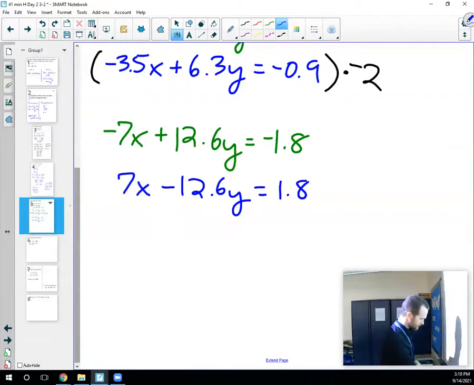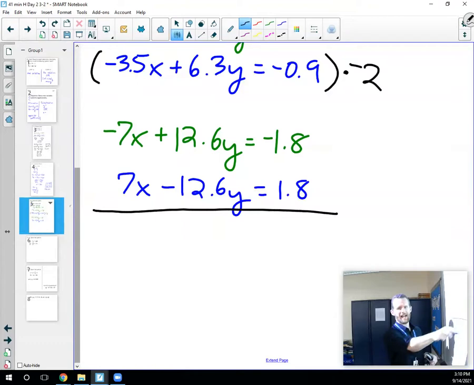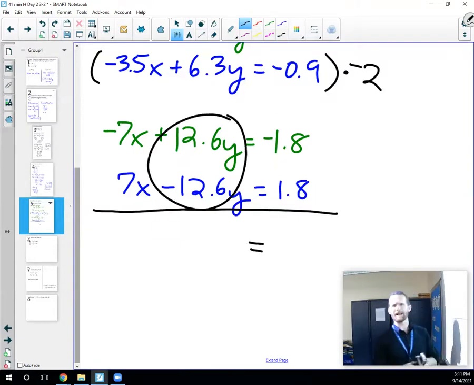Okay. Now we're ready to eliminate. And as we eliminate, look here for a second. What's going to happen? Okay, the x's are going to cancel out. Negative 7 and positive 7, they go away. But the y's cancel out as well. We've got a positive 12.6y and a negative 12.6y.